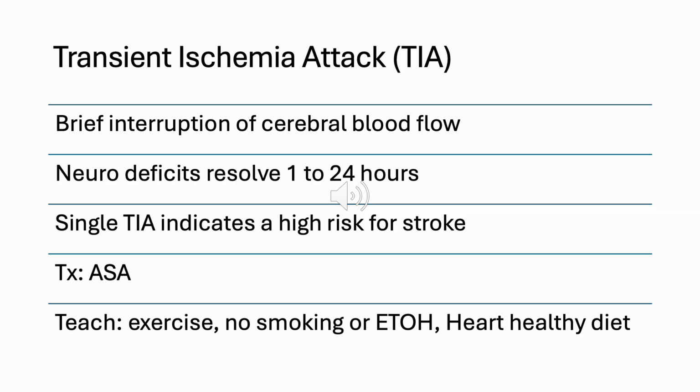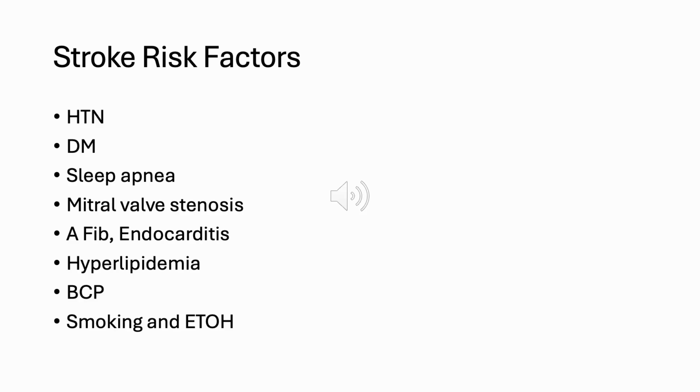So it's treated with aspirin. You teach them to do all the things that are good for the heart. No smoking, no drinking, a heart-healthy diet, exercise daily, etc. When we talk about stroke risk factors, it's all the risk factors you learned with cardiac disease in MedSurg 1. So hypertension, diabetes, people need to maintain good glucose control, so you'll be teaching them how to maintain their blood pressure by taking their medications.